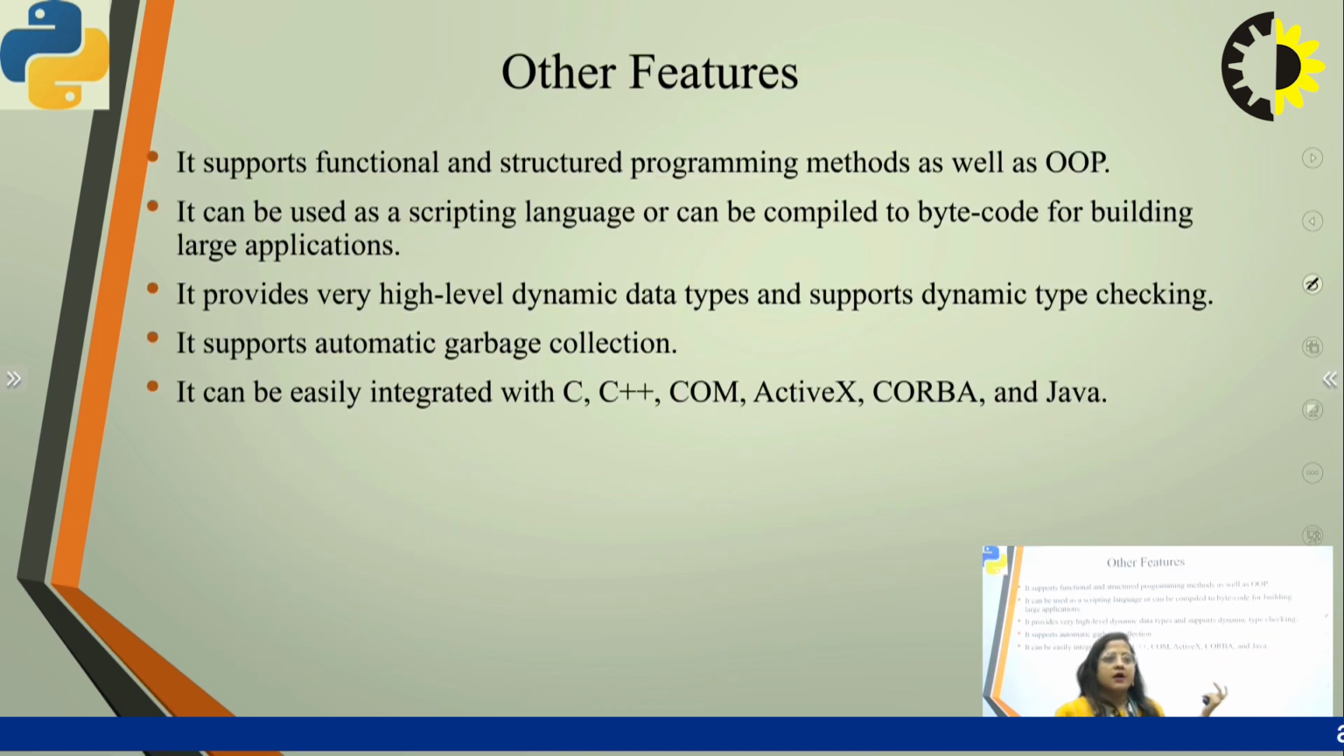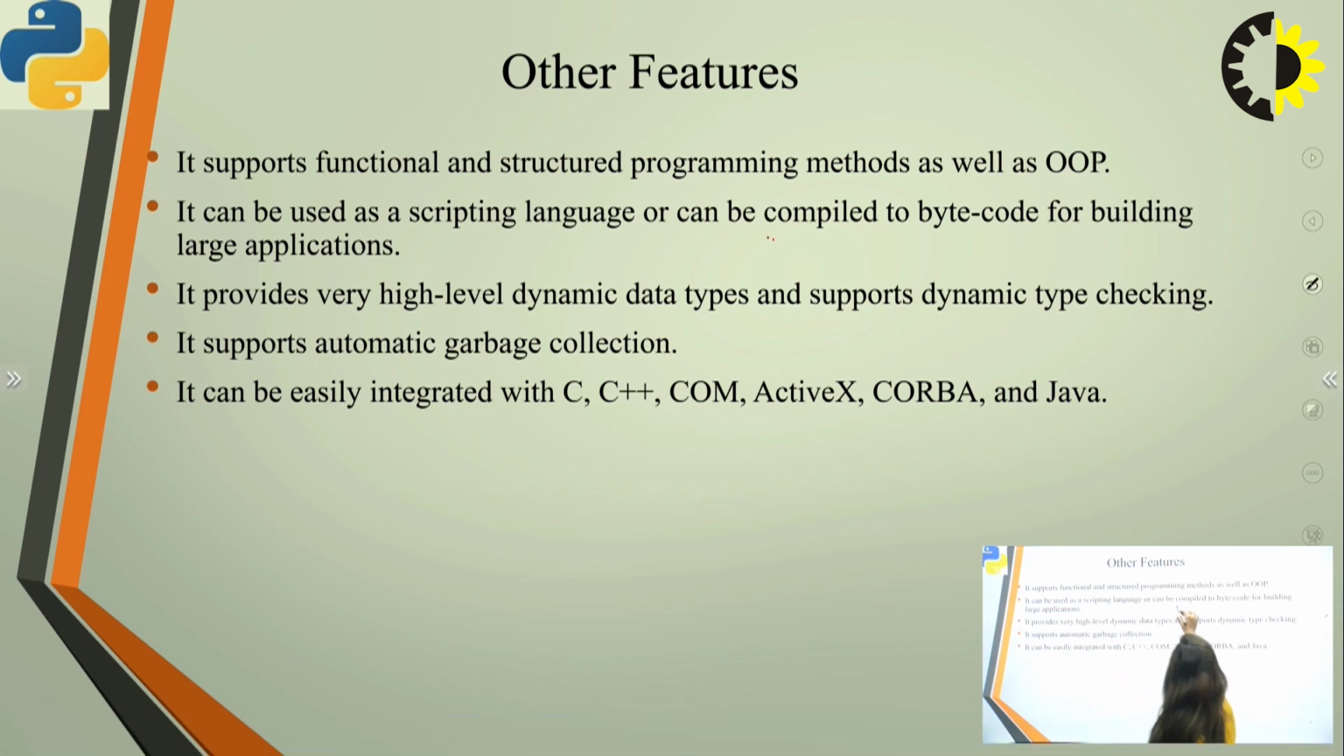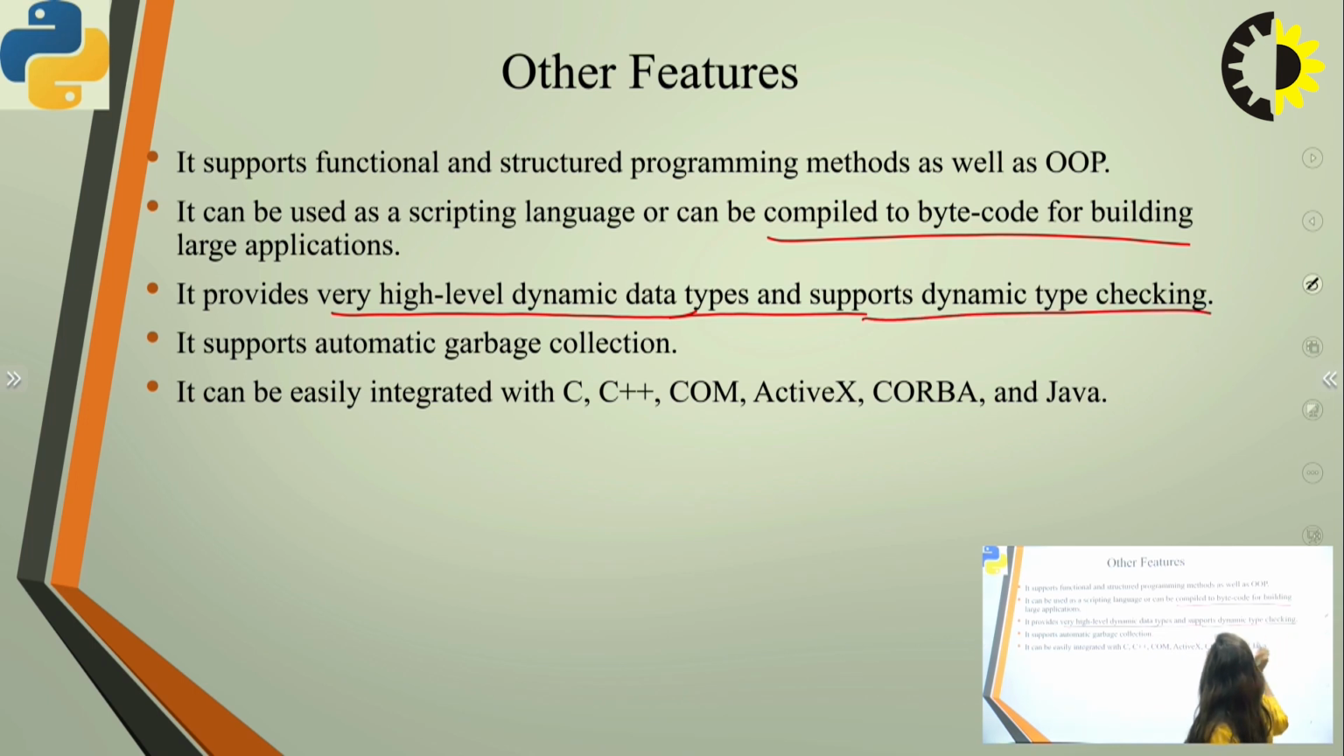Among other features, it supports functional and structured programming as well as OOPS, because it works on OOPS features. It can be used as a scripting language, also called an interpreted language, and it can be compiled to bytecode. Source code is compiled to bytecode, and bytecode is compiled to the execution mode. It is a very high level language with dynamic data types and supports dynamic type checking. It supports automatic garbage collection, and it can be easily integrated with C, C++, CORBA, Java and others.